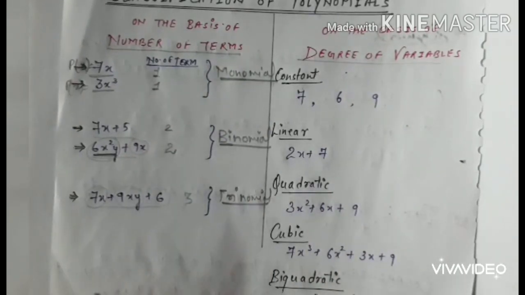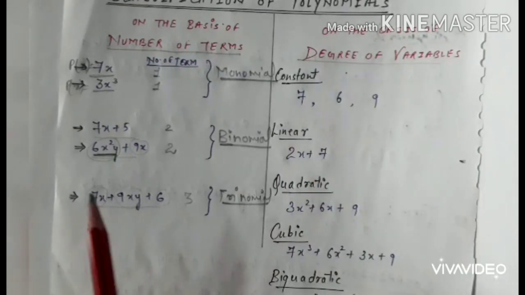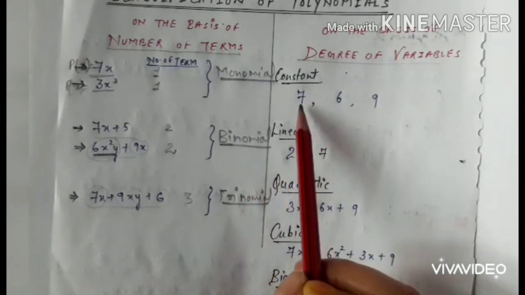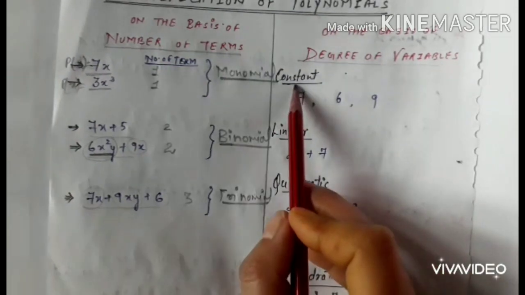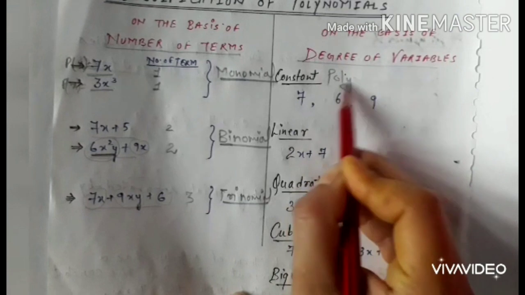Now on the basis of their degree, a polynomial containing only one constant term is called a constant polynomial.